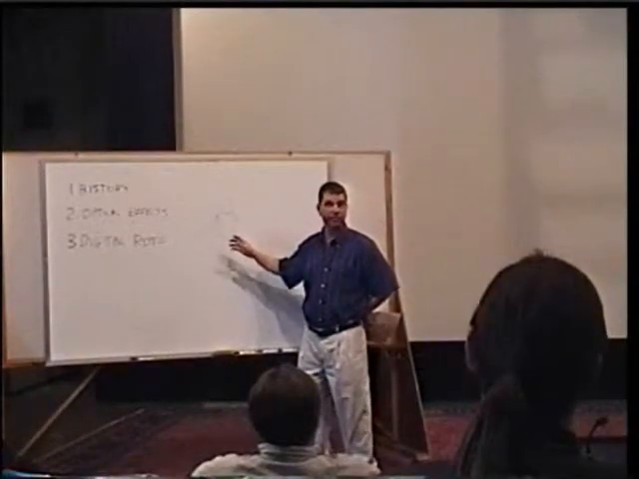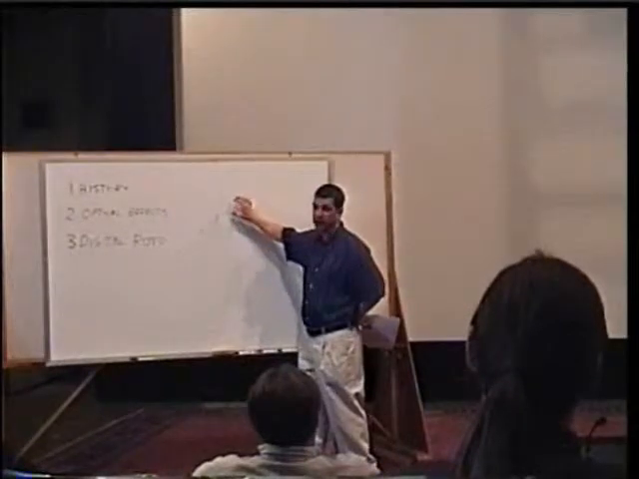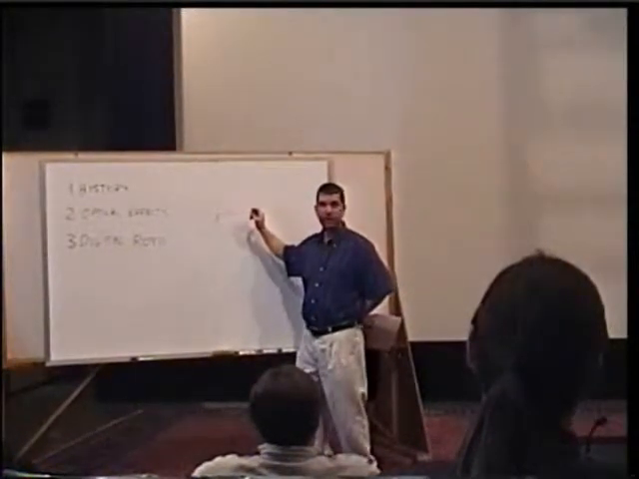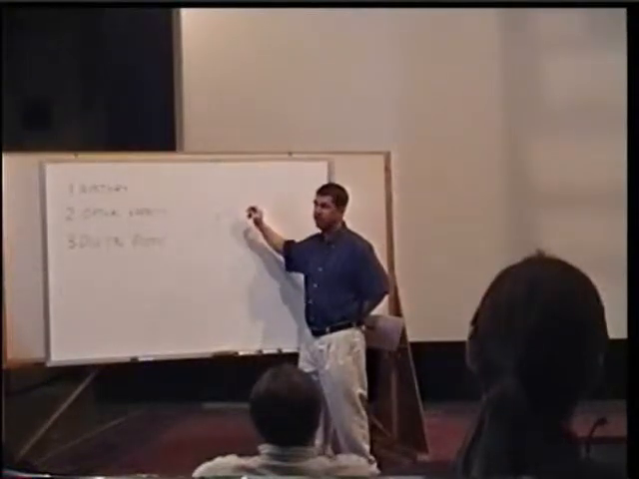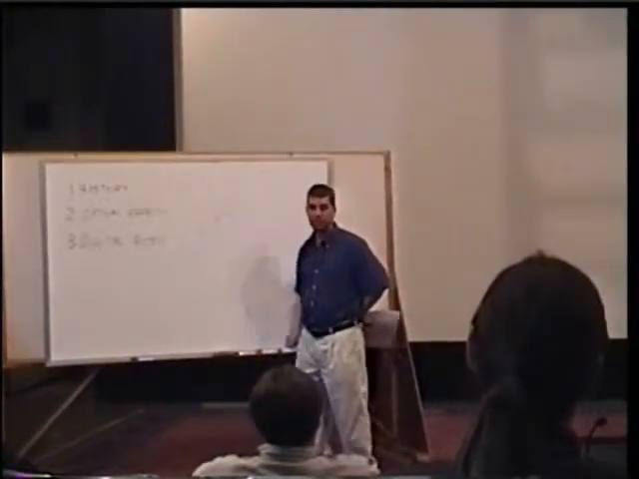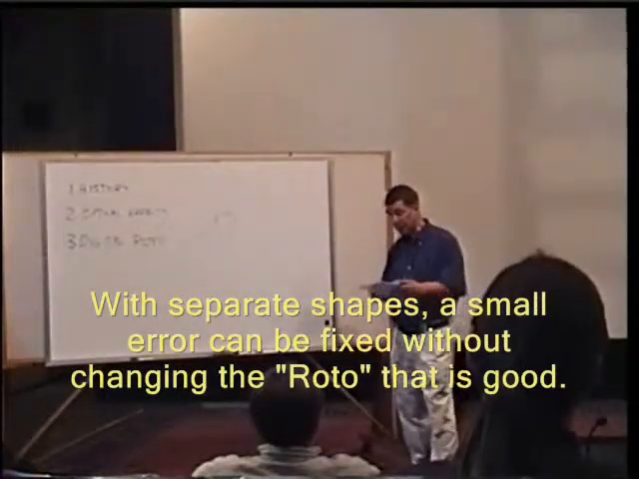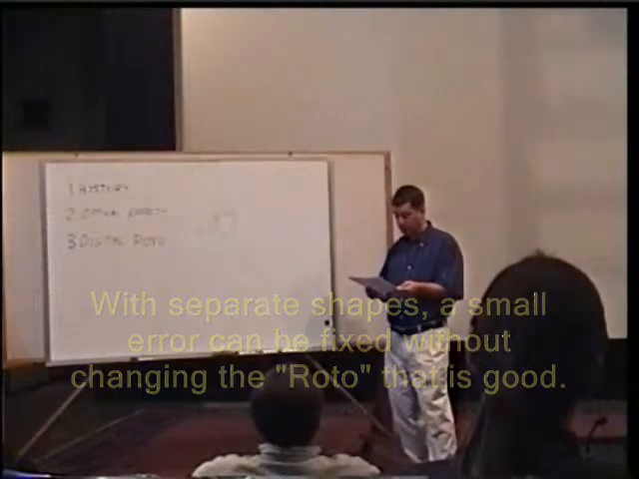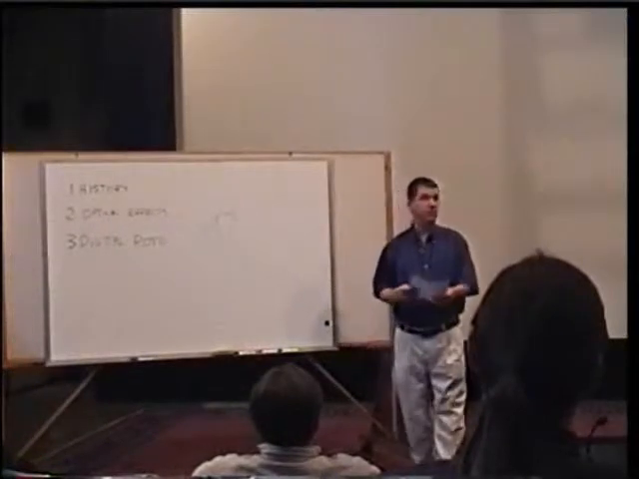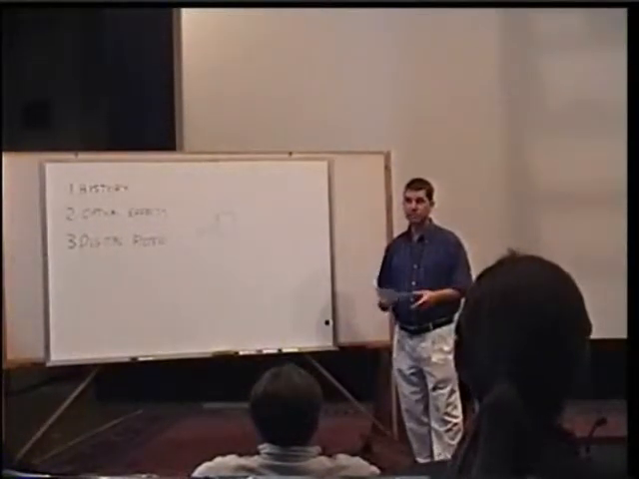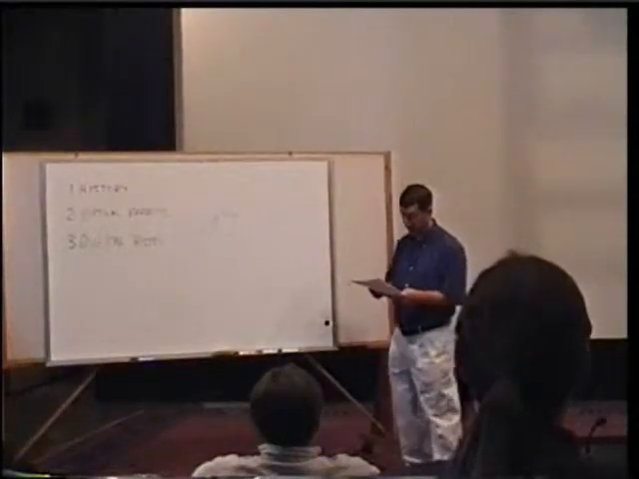All your other shapes are perfect. And all you have to concentrate on is this one shape here. Maybe you'll delete it and start over. But you have much less chance of affecting all your other work that's good. And that's another really good reason to use separate shapes. Plus it's faster. So if you're doing Roto, I advise you to think about that. But everyone develops their own kind of style of what they like and what they're familiar with.